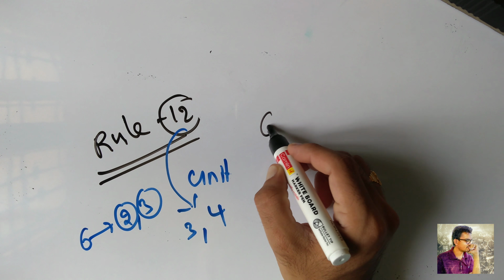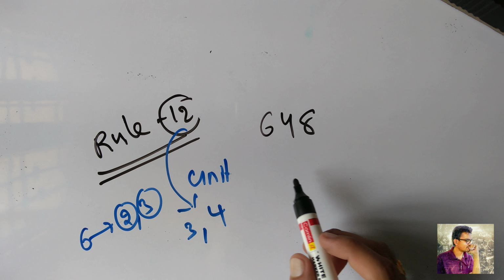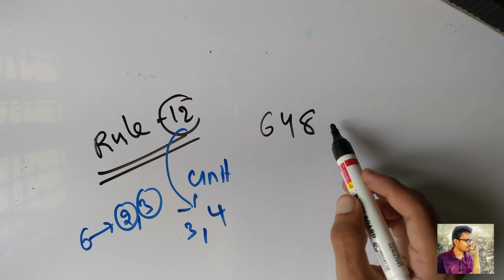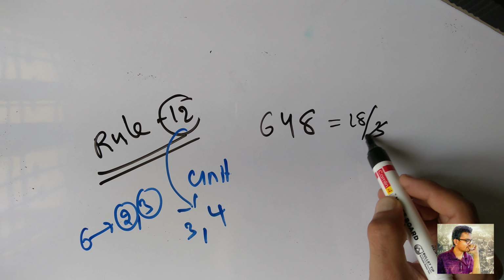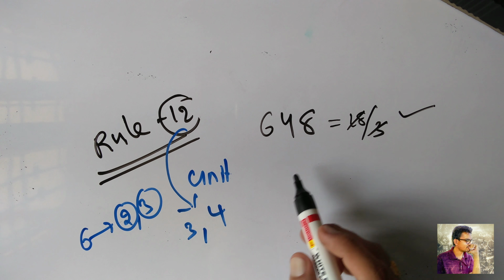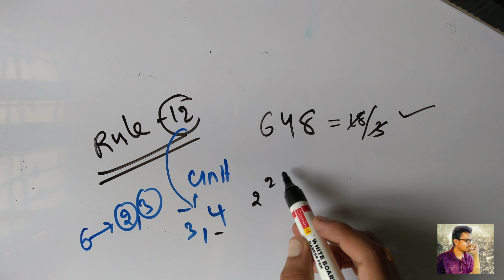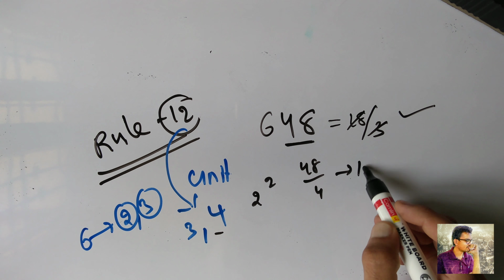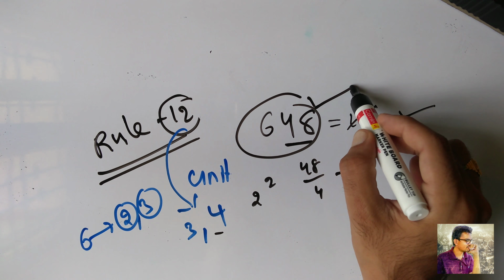That is 648. What is the rule for 3? The sum of digits should be divisible by 3. So 6 plus 4 is 10, plus 8 is 18, which is divisible by 3. So this number is divisible by 3. Now let me check for 4, that is 2 squared. So the last two digits should be checked. 48 is divisible by 4. So this number is divisible by 12.